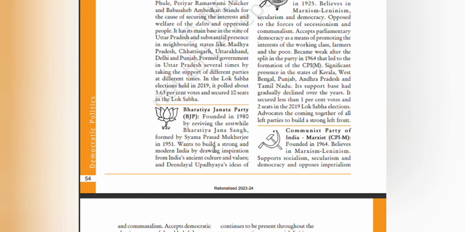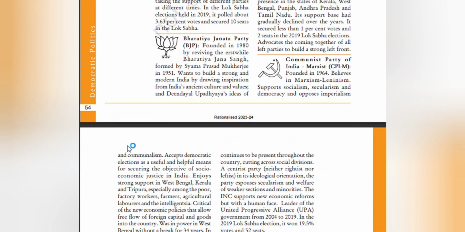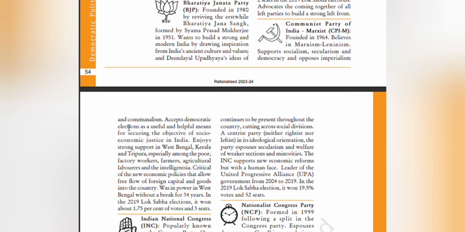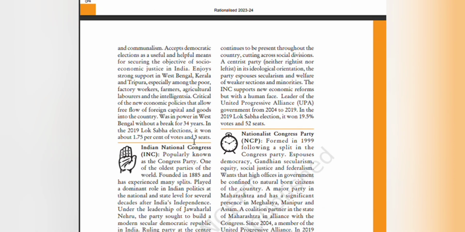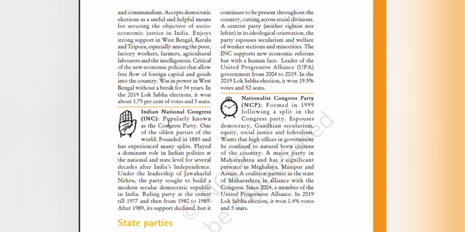Communist Party of India (Marxist), founded in 1964, believes in Marxism and Leninism, supports socialism, secularism, and democracy, and opposes imperialism and communalism. It accepts democratic elections as a useful means for securing the objective of socio-economic justice in India. It enjoys strong support in West Bengal, Kerala, and Tripura, especially among the poor, factory workers, farmers, agricultural laborers, and the intelligentsia. It is critical of the new economic policy that allows free flow of foreign capital and goods into the country. It was in power in West Bengal without a break for 34 years. In the 2019 Lok Sabha election, it won about 1.75% votes and 3 seats.